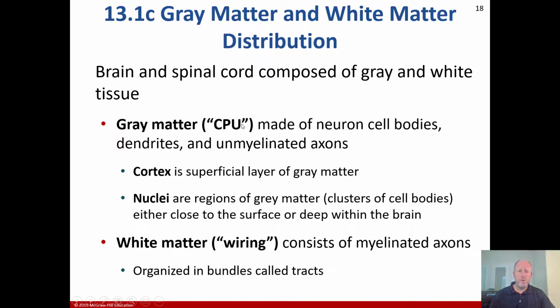The gray matter is the CPU, the central processing unit, like a computer. It's made of neuron cell bodies, dendrites, and unmyelinated axons. The cortex is the superficial layer of the gray matter. Nuclei are regions of gray matter, clusters of cell bodies that are either close to the surface or deep within the brain. The white matter is your wiring. It consists of myelinated axons. It's organized in bundles called tracts. And again, we'll talk more about tracts at a later time.